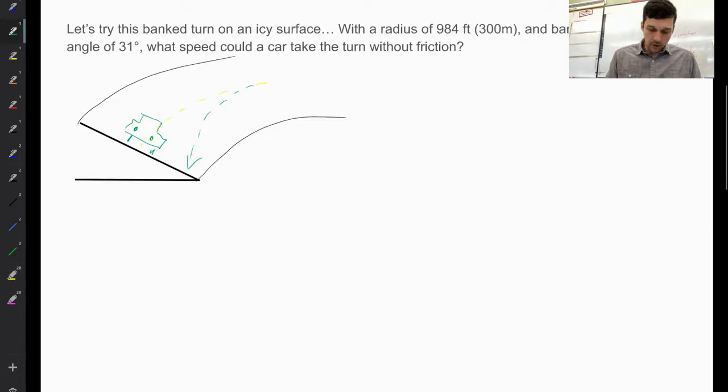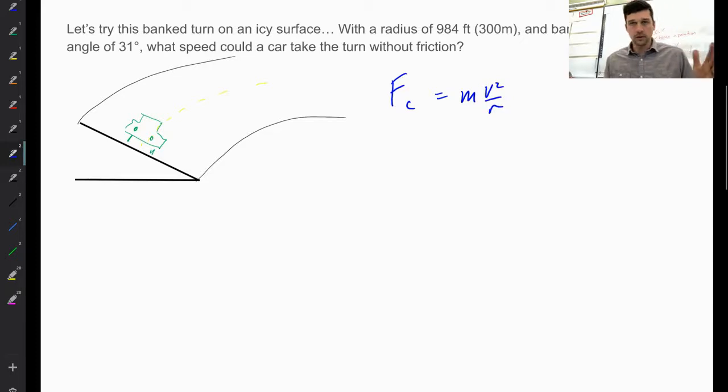So what we're looking for is the right speed. What is the exact right speed to just maintain that spot on the sloped surface? So that's what we want to know. So we're going to start with our typical F_C equals mv squared over r. This is how we figure things out.